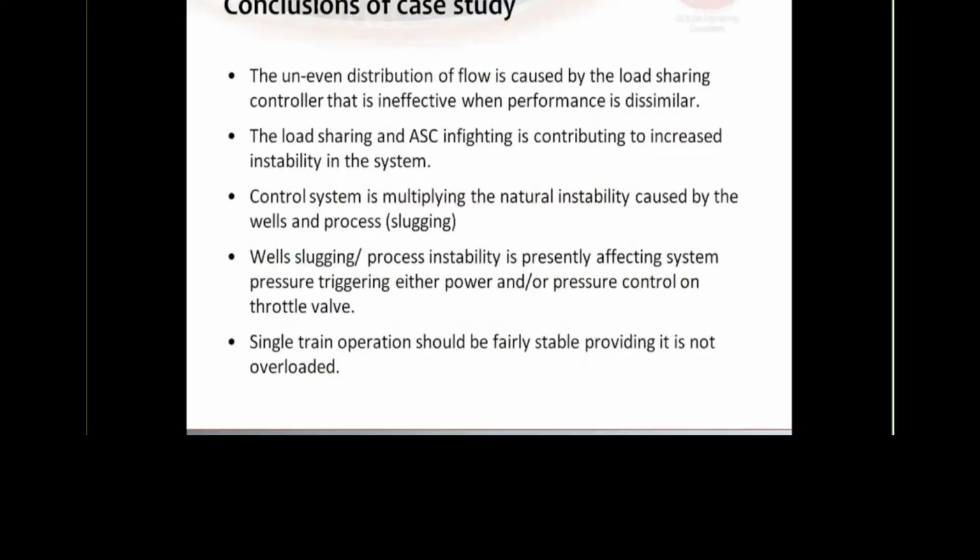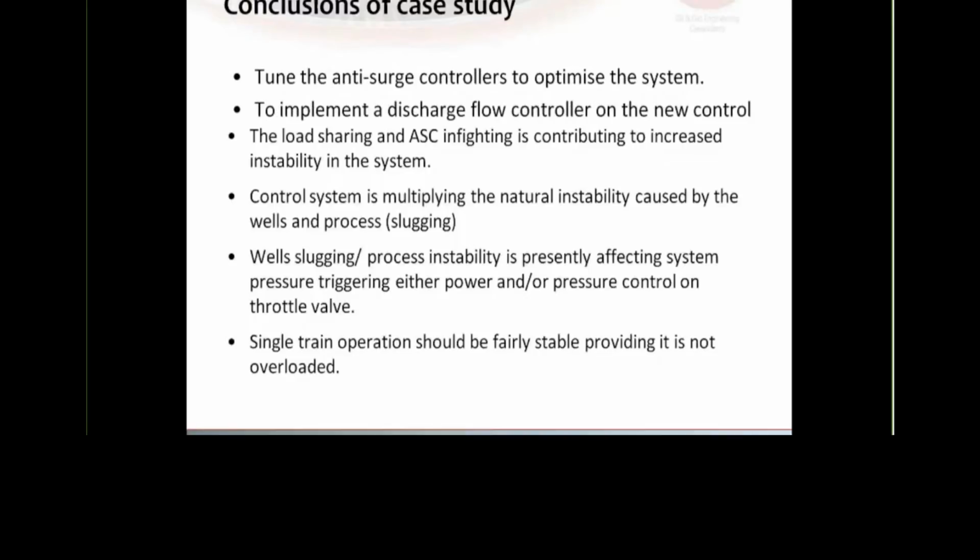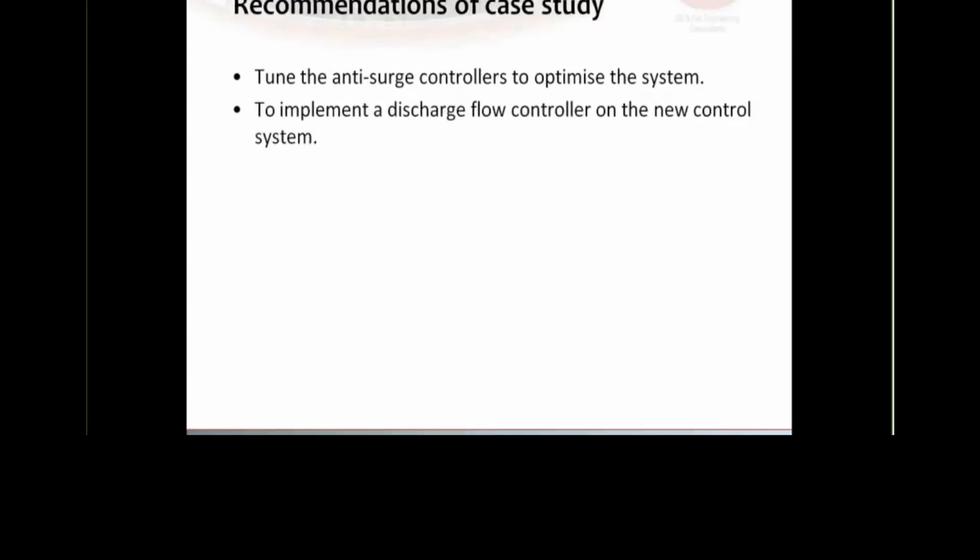Load sharing is always having problems with the anti-surge control system, and they are causing extreme instability in the system. There were unforeseen other disturbances in the system that we figured out were caused by well plugging operations. And they also said to us before that during single train operation, the system seems much more stable, and we identified the reason why it was much more stable. So I'll leave you with the recommendations of the study, which we just talked about.